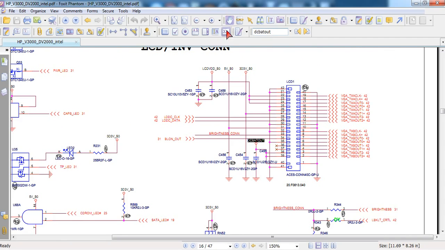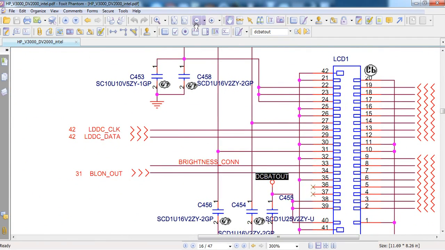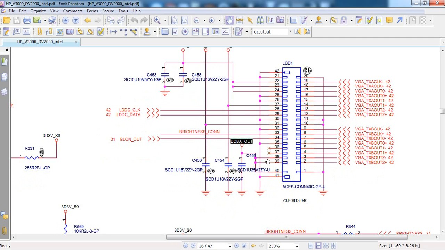Yeah, it's here. Okay, this is the LCD connector, which requires 19 volt or 12 volt as DC bat out. This is page in pin number 39. The DC bat out goes to pin number 38 and 39, and this other end is grounded with the capacitor.